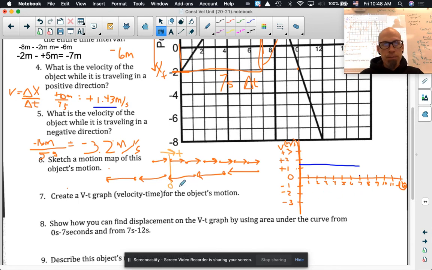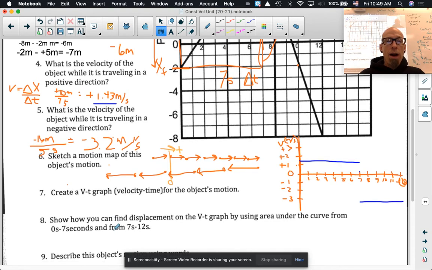How about the next part? Well, now we're negative 3.2 meters per second. That's down below the 3 here, so it's more negative than 3. It's 3.2 negative, but it doesn't start until over here at 7 seconds, and it goes to where? All the way over to 12 seconds, which is the end of the graph there. How about that? That's your VT graph, okay?